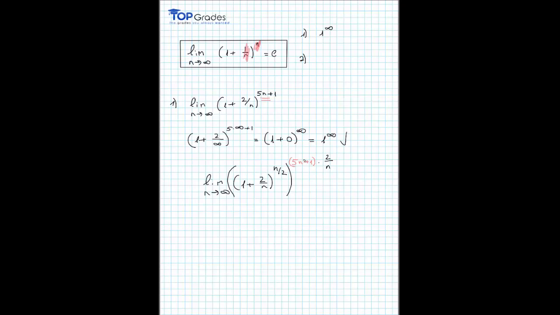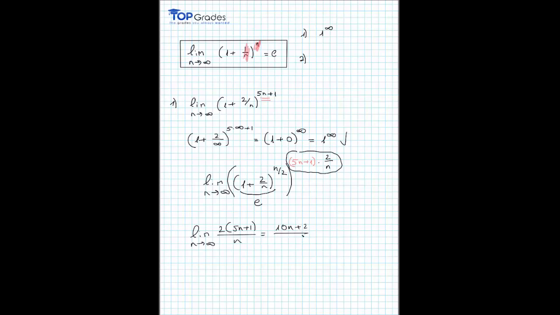Because the inside expression equals e. And what's left is to calculate the limit of the power. So we take the power outside and we calculate it. It will be 2 times 5n plus 1 divided by n. We will calculate it with the same method that we learned before.